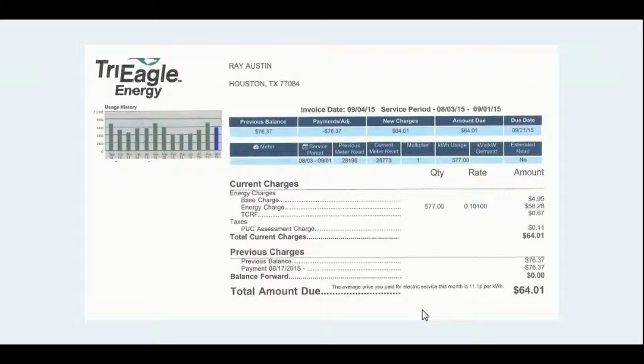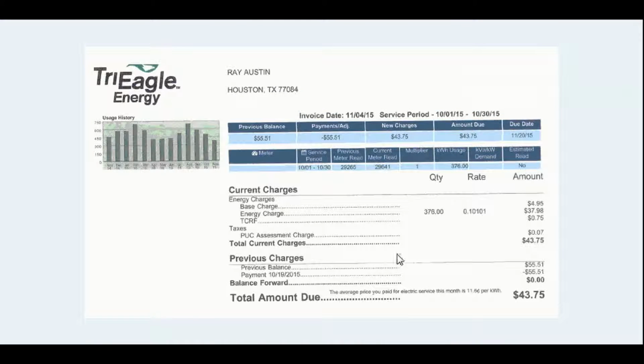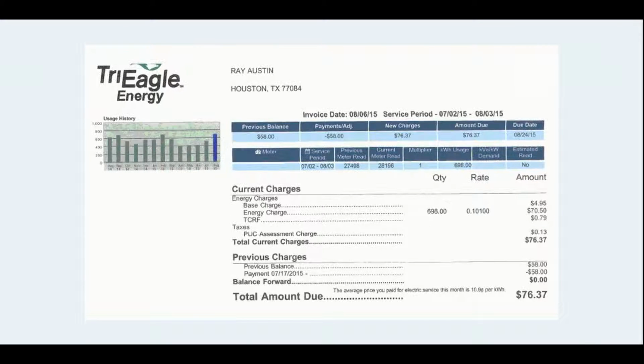We've got August. Now you notice that my bill tapered off here. This would be the second highest bill, which is still pretty low in my opinion. Then we go into September, lower still. We go into October, and this winds up being my lowest bill. Basically I take this bill and subtract the highest bill, which was $76.37.